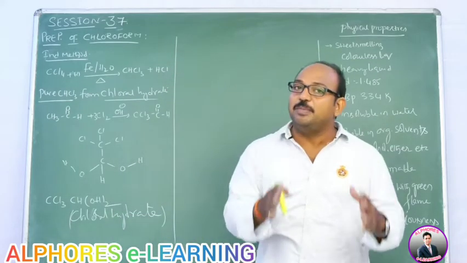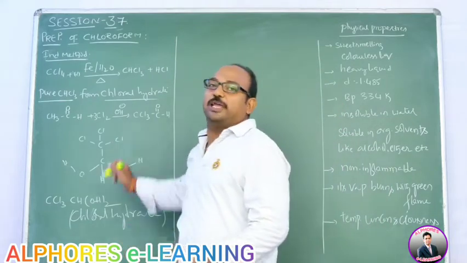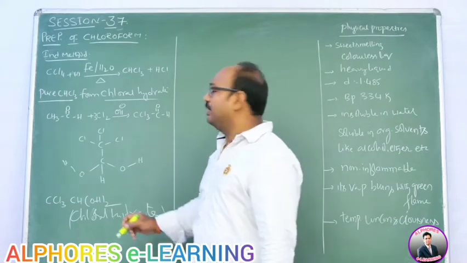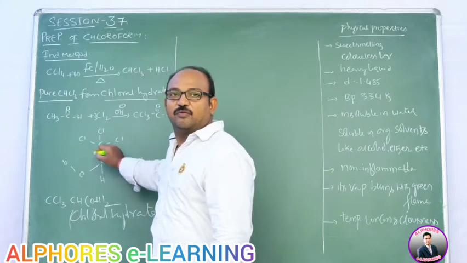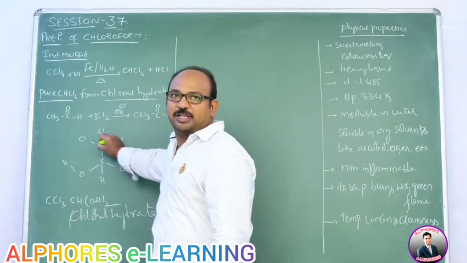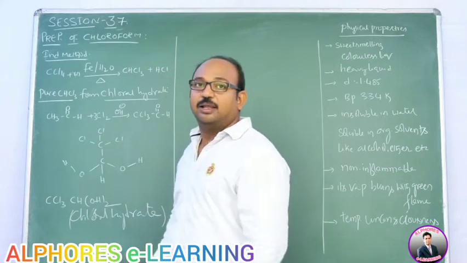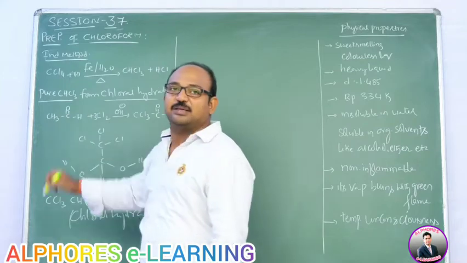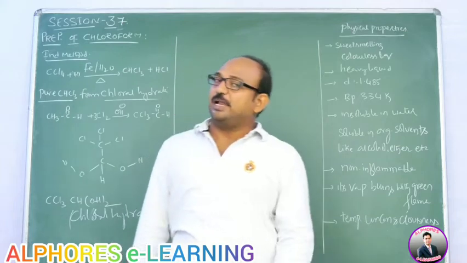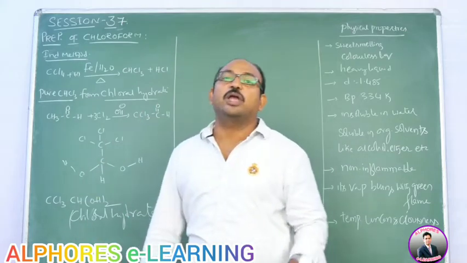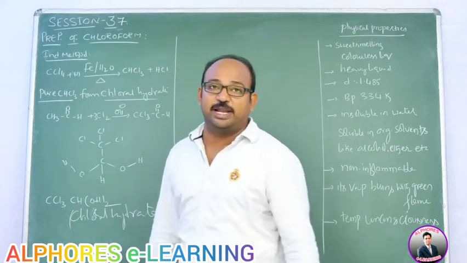Gem diols are highly unstable, but they can be stabilized by keeping electron withdrawing groups on the adjacent carbon. Here, with respect to this OH, the adjacent carbon is attached to 3 strong electron withdrawing Cl atoms. Because of the presence of 3 Cl atoms, chloral hydrate can be stabilized. Of course, stabilized means it is stable, but only to that extent, not more stable.